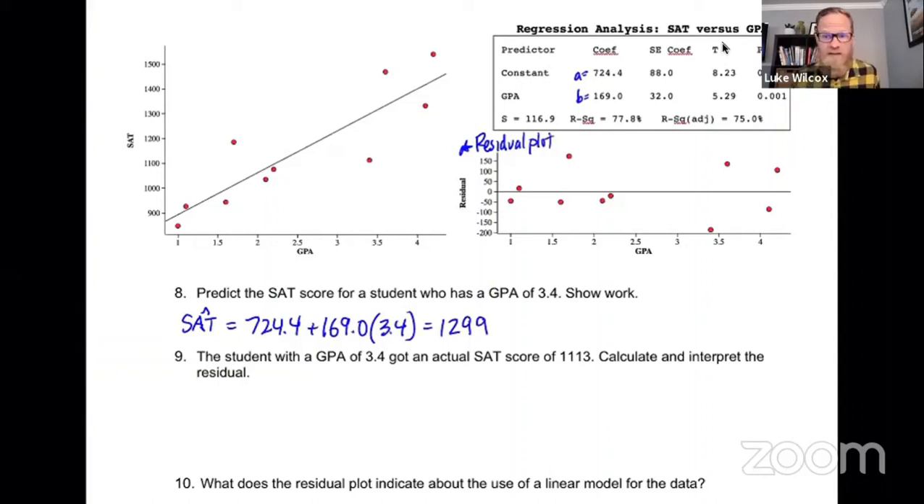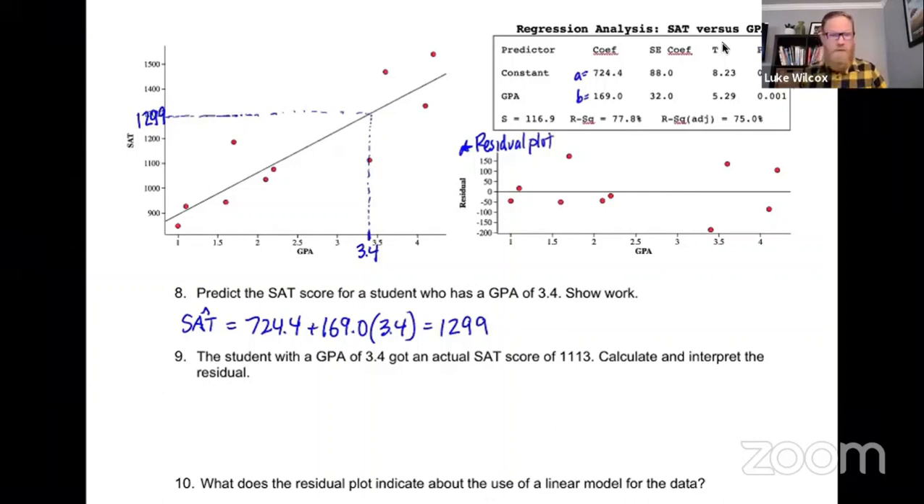Now, let me make a connection here to what you see in the scatter plot and the line of best fit. What we're trying to do here is to make a prediction for a student with a 3.4 GPA. So what we're really doing when we plug 3.4 into the line of best fit is we're going up to the line of best fit here, and we're looking for the Y value that goes with that particular X value. And if you follow that all the way over, it seems reasonable that 1299 would be that Y value right there. So we're actually just confirming something that we see in the graph there from the line of best fit.